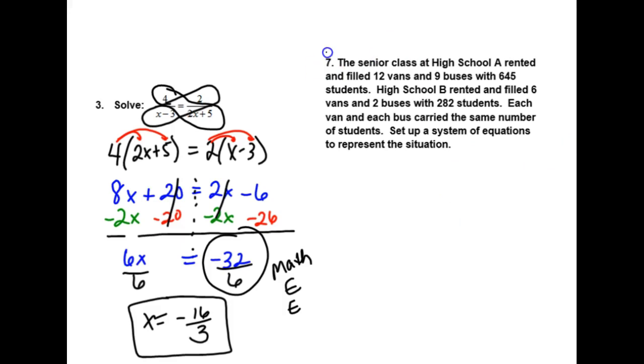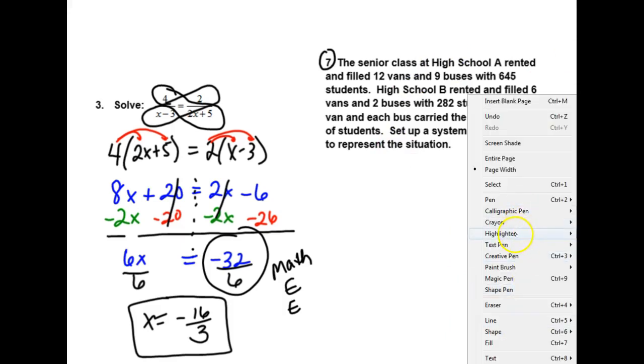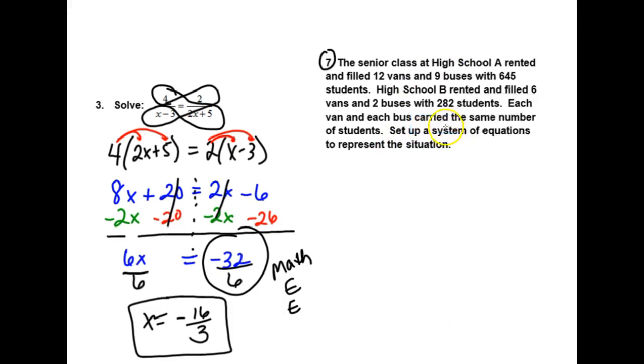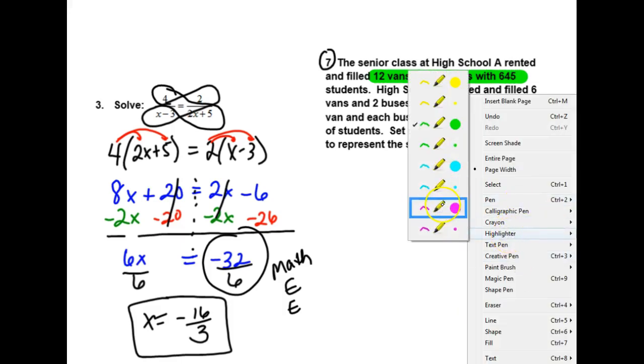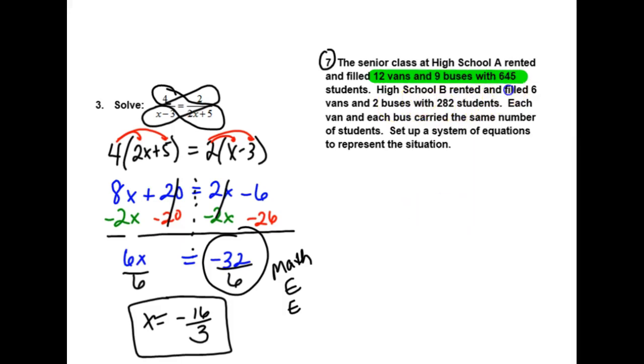All right, this next one, it's going to be multiple choice and you're going to select the appropriate system. If you need to do some highlighting, that would be a good place to start, there are some key pieces of information in this question. It says 12 vans, 9 buses, 645 students. That's one equation. And then what else we have here? 6 vans, 2 buses, 282 students.